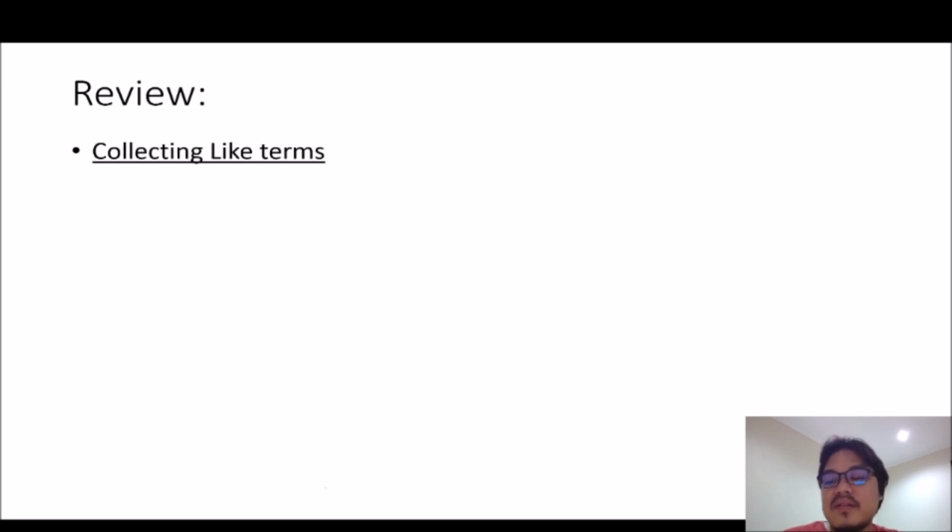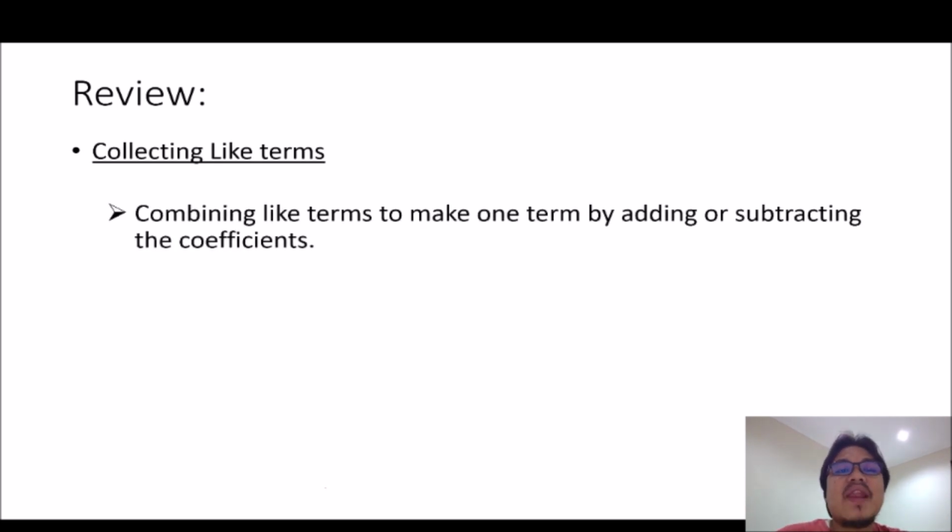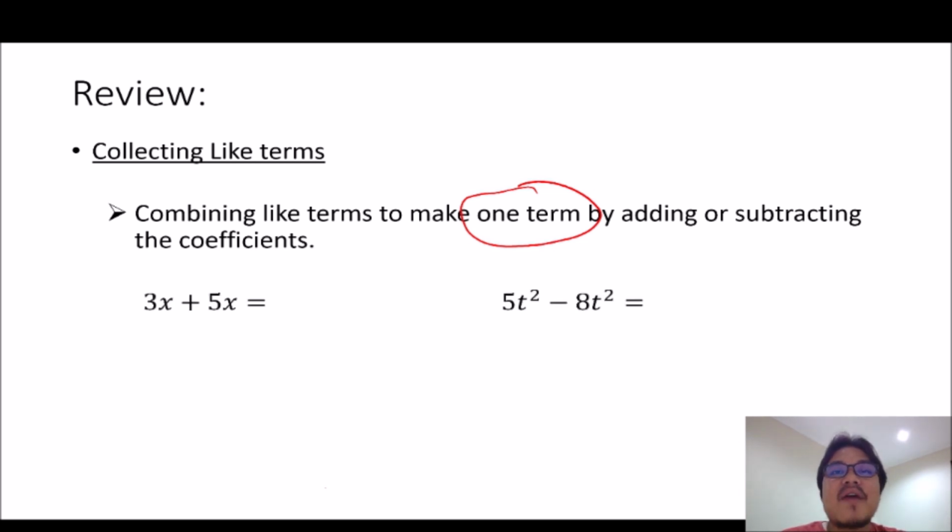Okay. Next thing is about collecting like terms. Collecting like terms is combining like terms to make one term by adding or subtracting the coefficients. The coefficients are the numbers beside the variable. Okay. Suppose we have 3x and 5x. So 3x and 5x are like terms. Since the operation is plus, what we will do is add the coefficients.